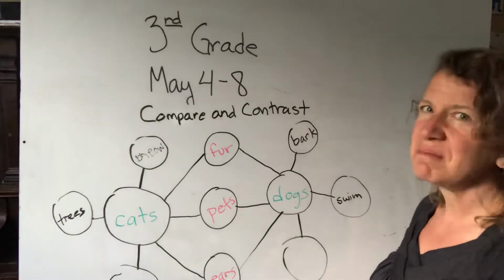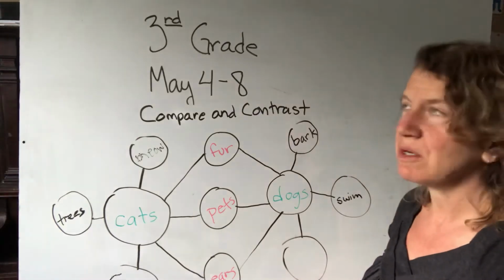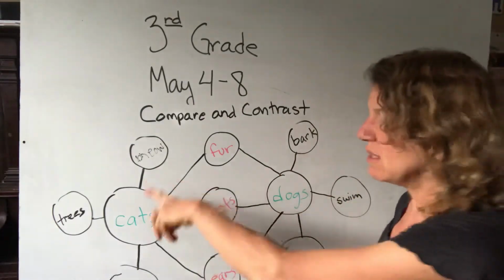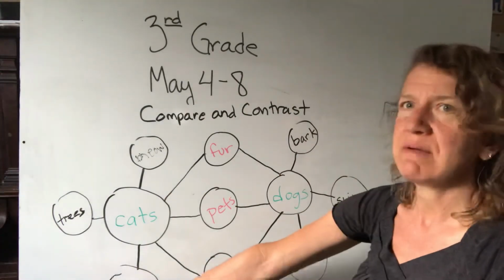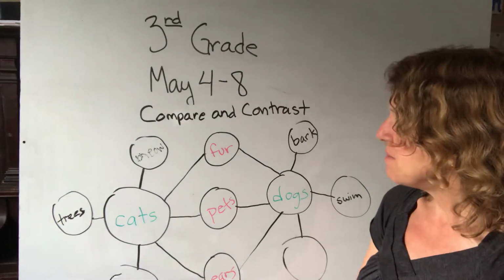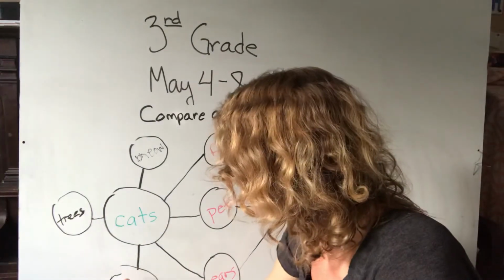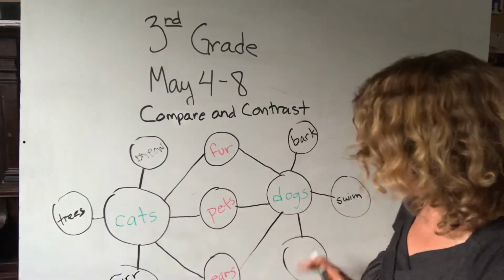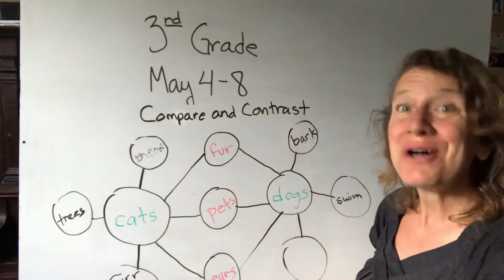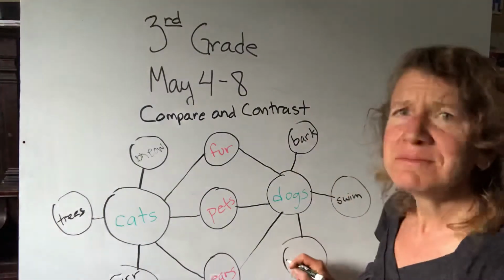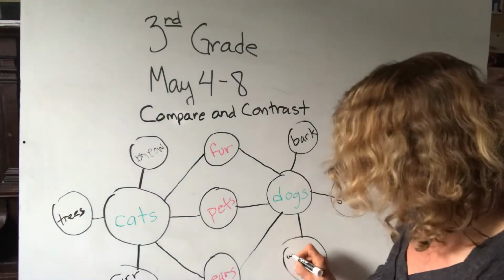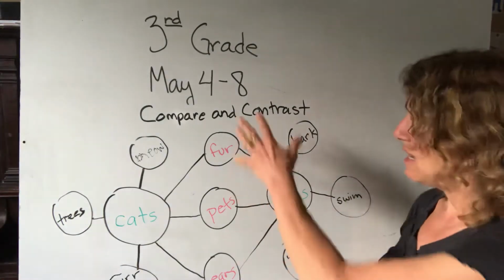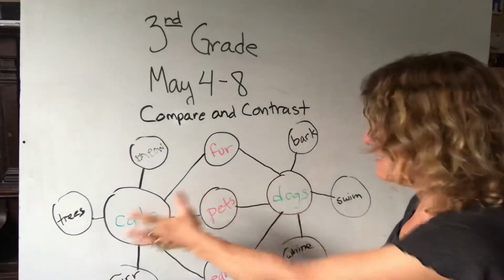Maybe cats can swim, but they really don't like it. At least most of them don't. I have an aunt that did, but that's a whole nother story. Okay? Now, let me think of one more thing. It's hard for you to see that one down there, all right, at the top. Cats purr. Dogs don't purr. What do dogs do that, oh, you know what? Dogs whine. I don't hear cats whine. And that's it. I have compared and contrasted cats and dogs.